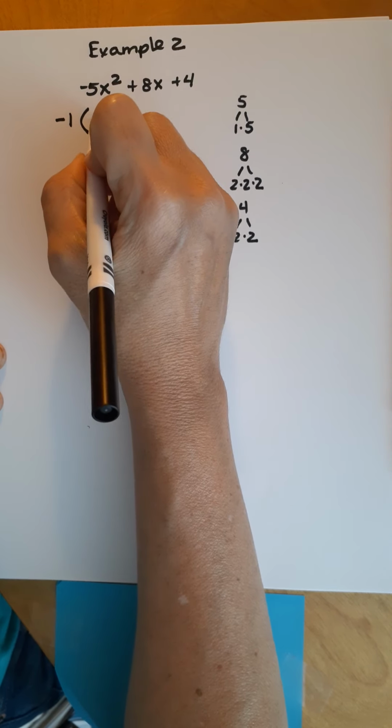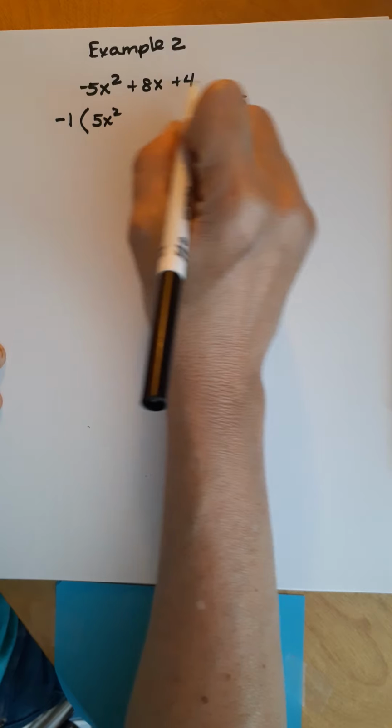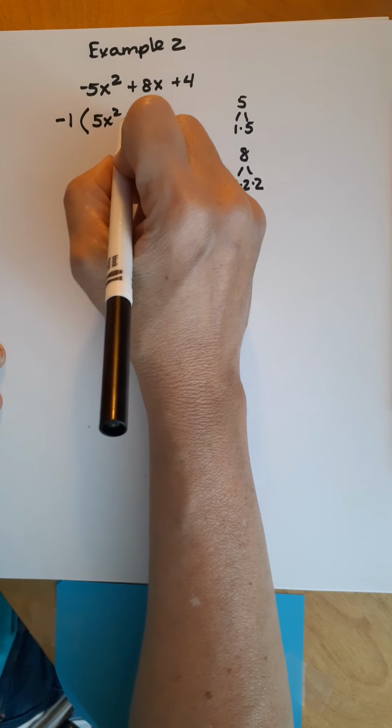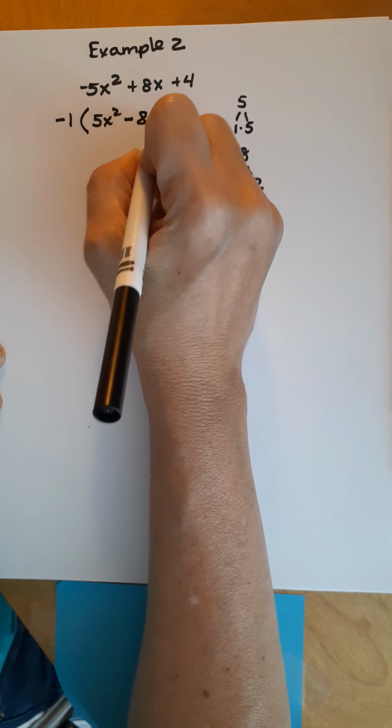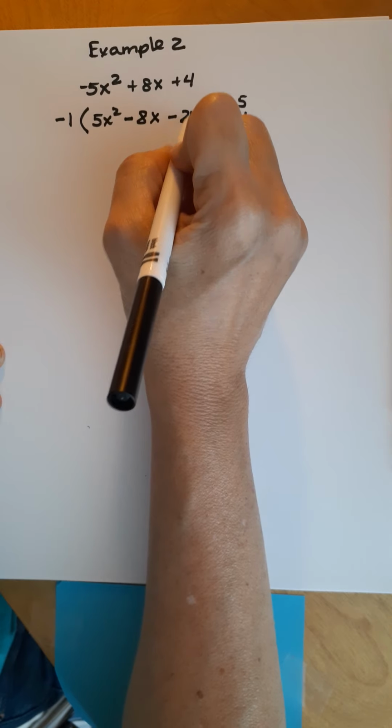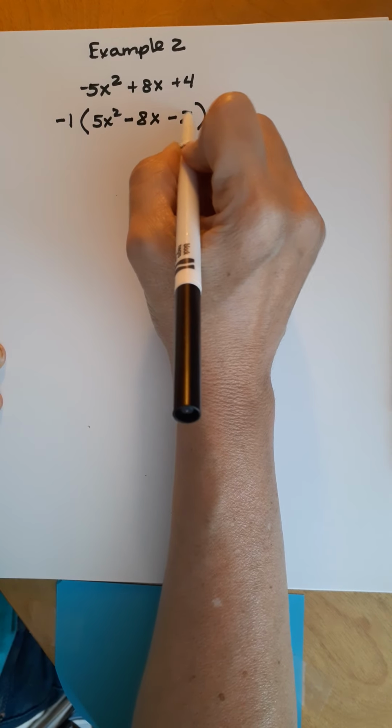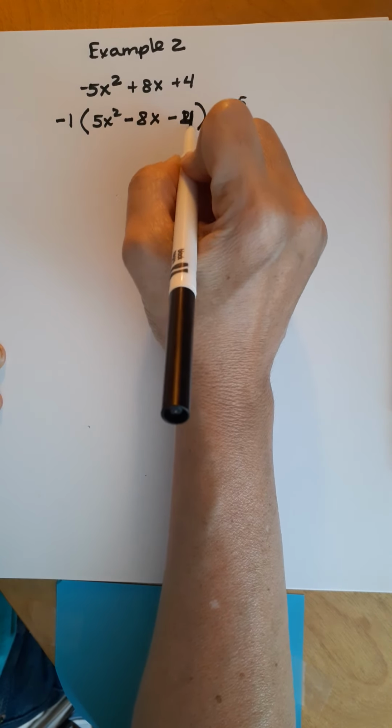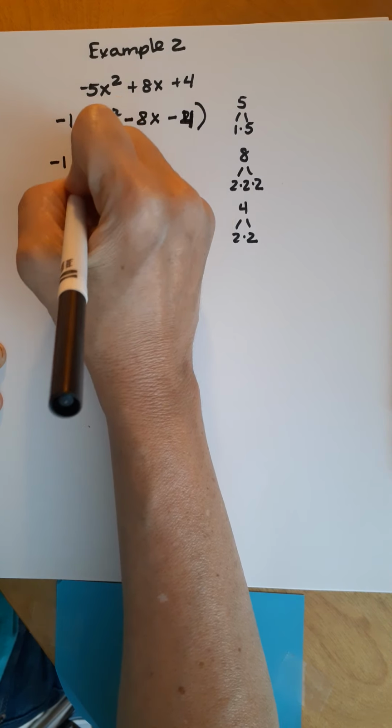And I'm going to get 5x squared, and I basically change the sign of everything behind it. This becomes negative 8x, and that becomes, sorry, I did write a 2, but it's really a 4. Okay, I'm going to rewrite it here.